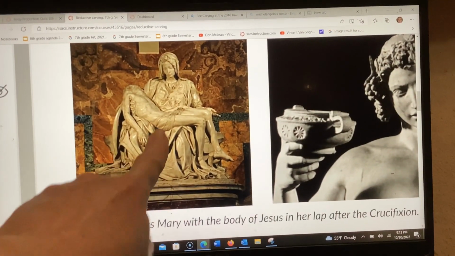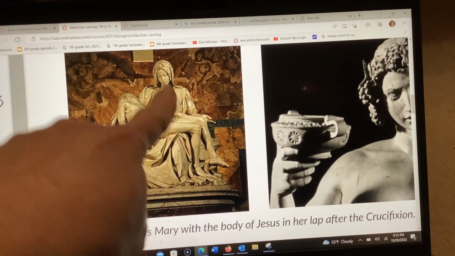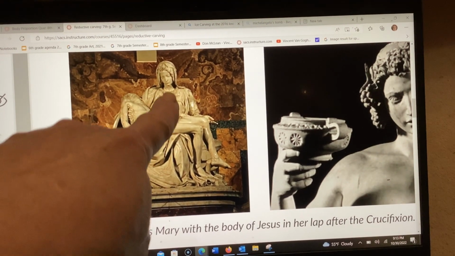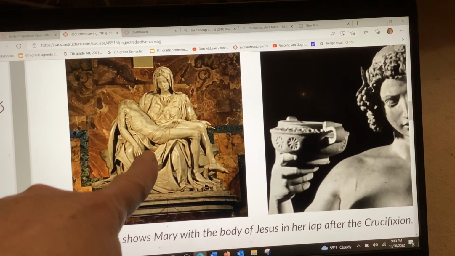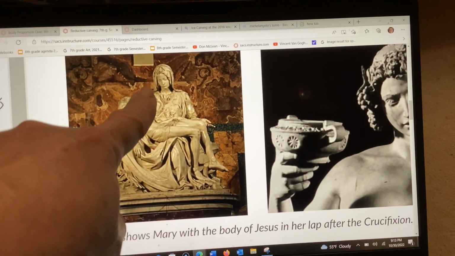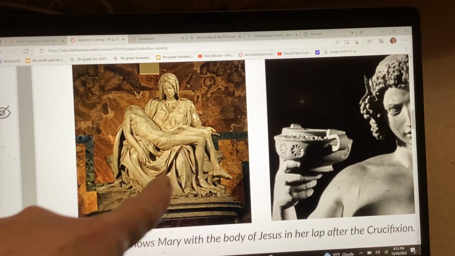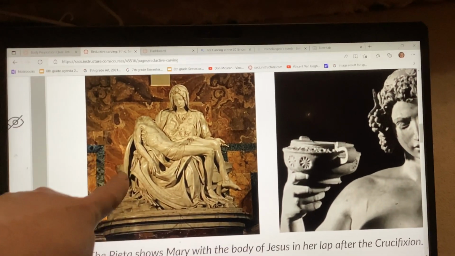So this is a biblical story. A lot of artwork back then was done for the churches. And so this is a story of Mary holding her son Jesus as he came off of the cross after death. And this is all carved out of one single piece, one single hunk of stone. It's quite an amazing feat.